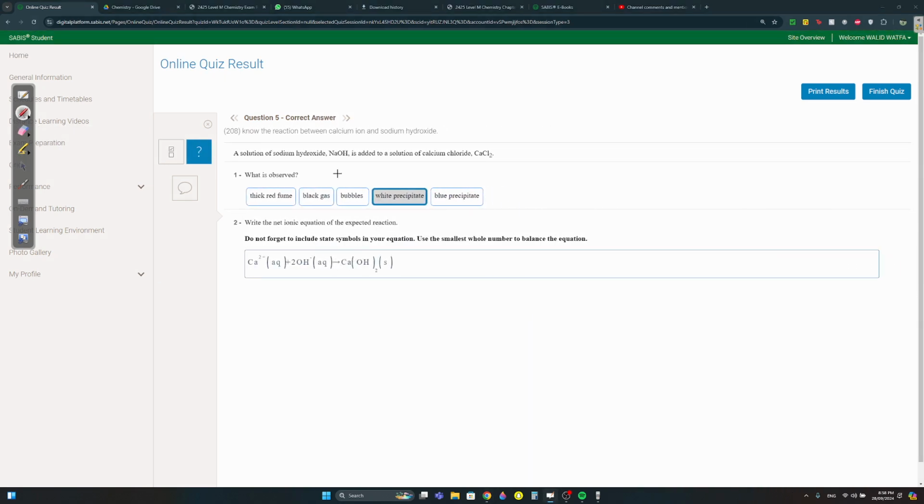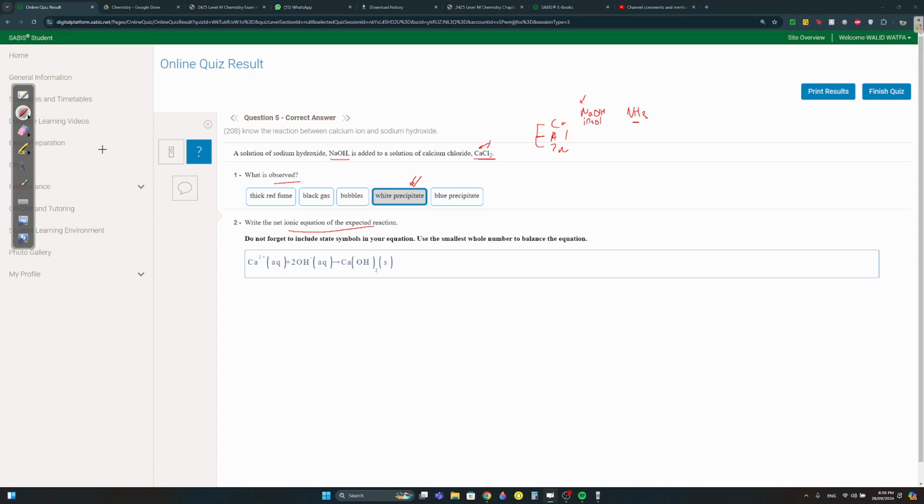Question 5. They added NaOH to a solution of calcium chloride. What happens? Obviously, you're going to get a white precipitate. Why? Because for calcium, remember Ca, Al, Zn with NaOH and NH3. If you add NaOH to calcium, you get a precipitate, but that precipitate is insoluble in excess NaOH. You're going to get a white precipitate for any of these three, except when you add ammonia to calcium, because ammonia with calcium has no reaction.